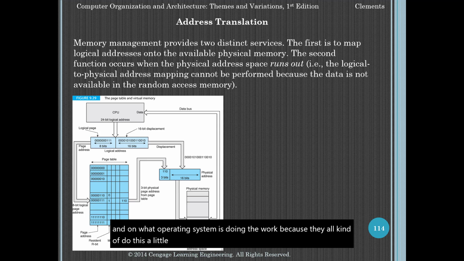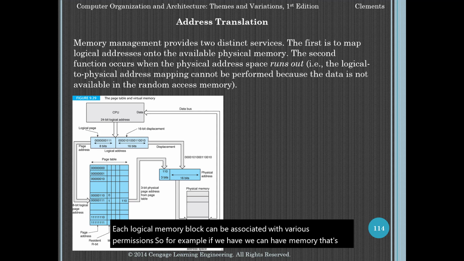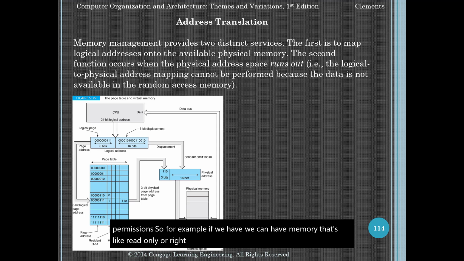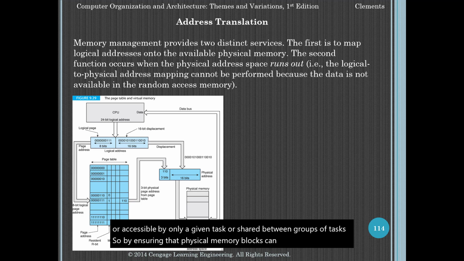But a powerful feature of memory mapping is that each logical memory block can be associated with various permissions. So, for example, we can have memory that's read only, or write only, or accessible only by the operating system, or accessible by only a given task, or shared between groups of tasks. So by ensuring that physical memory blocks can be accessed only by predefined tasks, you can then ensure that one task cannot corrupt another, right? You can't just accidentally go in there and mess with something and then cause all kinds of havoc.